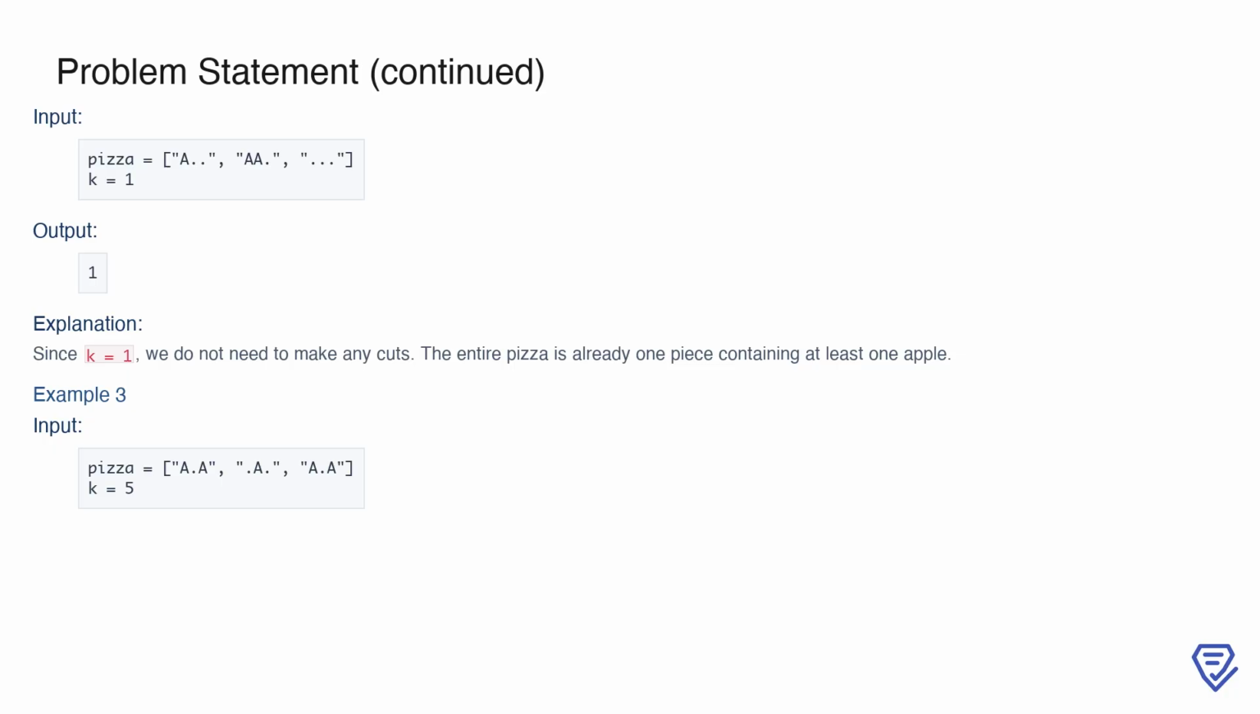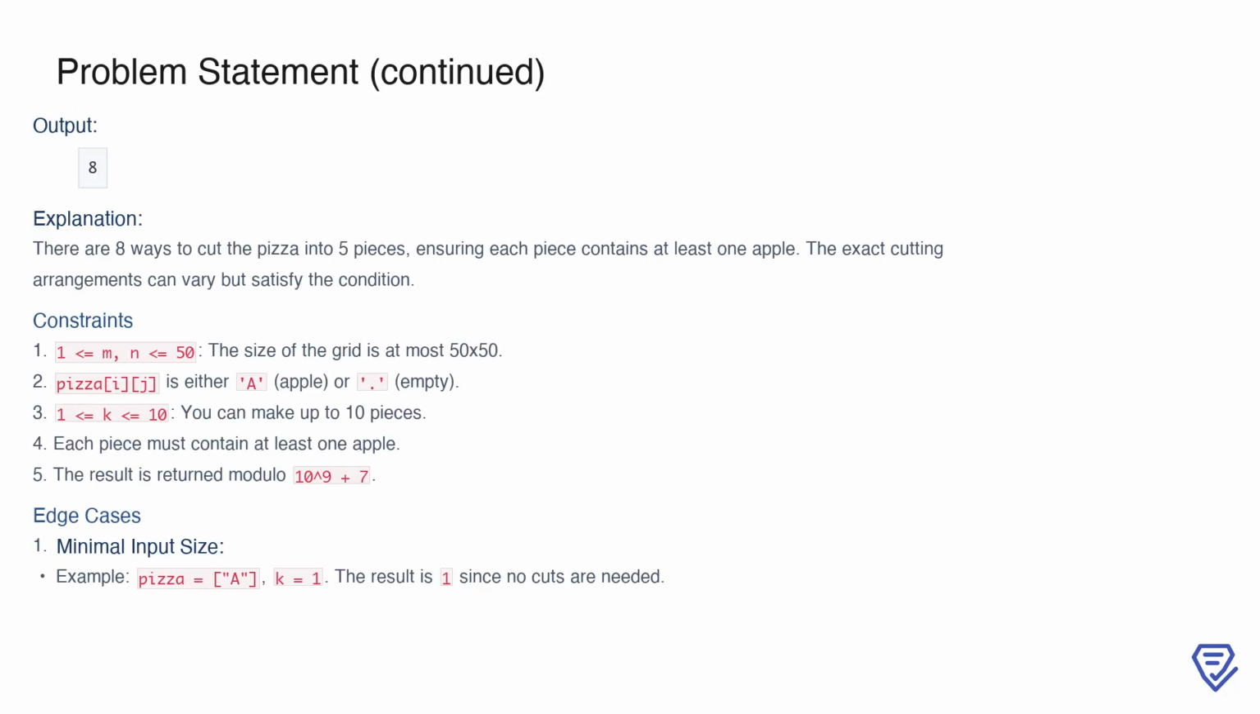On the other hand, if we take a more complex example and set K to 5, the output becomes 8. This means there are 8 distinct ways to divide the pizza into 5 pieces, ensuring that each piece has at least one apple. The cutting configurations can vary significantly, but all of them must meet the required condition.